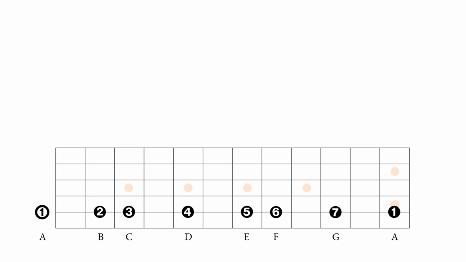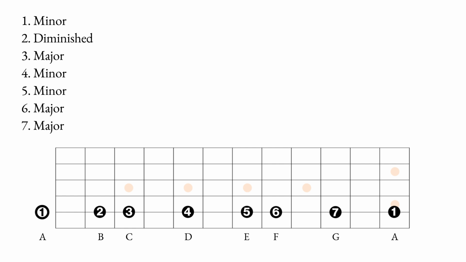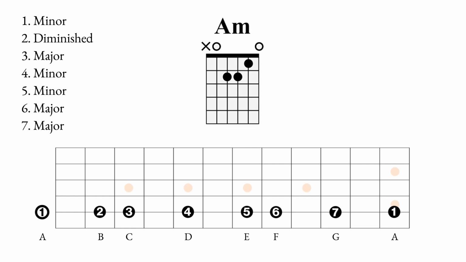So there's our scale, and here is our order of minor, major, and diminished chords in a minor key. So the first note is A, and the first chord in a minor key is minor. So the first chord would be A minor. So I'm just going to do an A minor open chord.